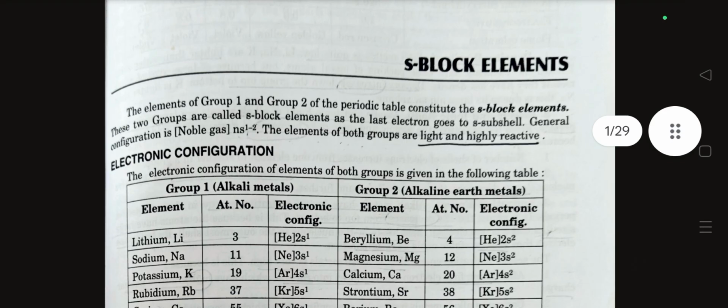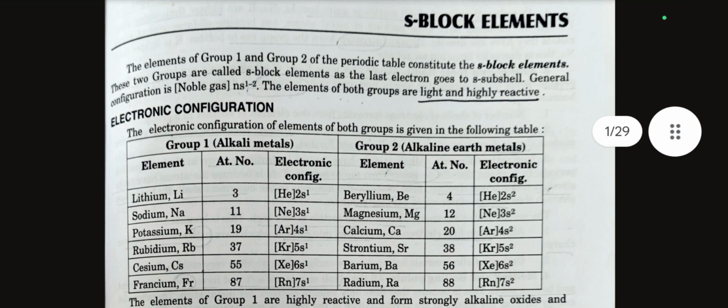Electronic configuration. The electronic configuration of elements of both groups is given in the following table. First we will read about group 1, which consists of lithium, sodium, potassium, rubidium, cesium, francium. That is Li, Na, K, Rb, Cs, and francium, having the atomic number 3, 11, 19, 37, 55, 87 respectively, and with electronic configuration: helium 2s1, neon 3s1, argon 4s1, krypton 5s1, xenon 6s1, and radon 7s1.